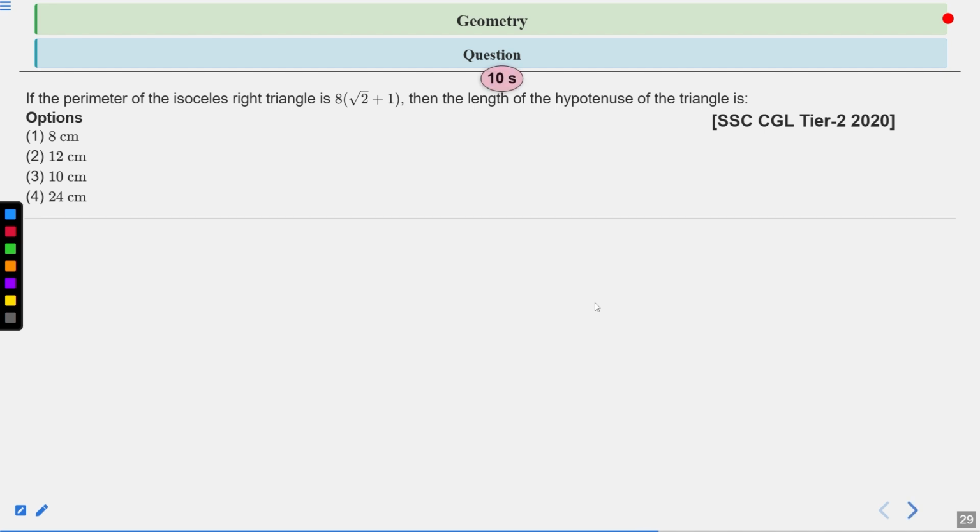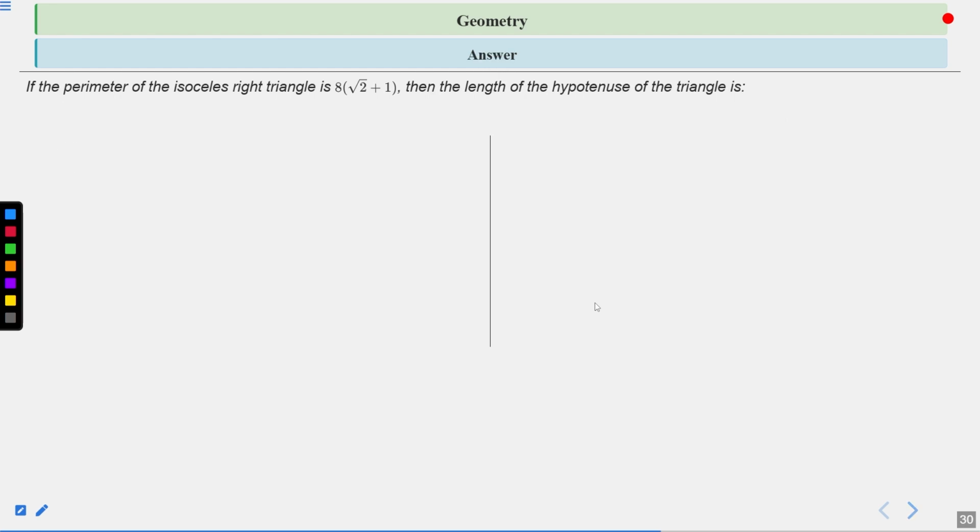Now you have 10 seconds to analyze the question. Your time starts now. Now time's up. Let's see the solution of this question. The question says that if the perimeter of the isosceles right triangle is 8 multiplied by root 2 plus 1, then find the length of the hypotenuse of the triangle.